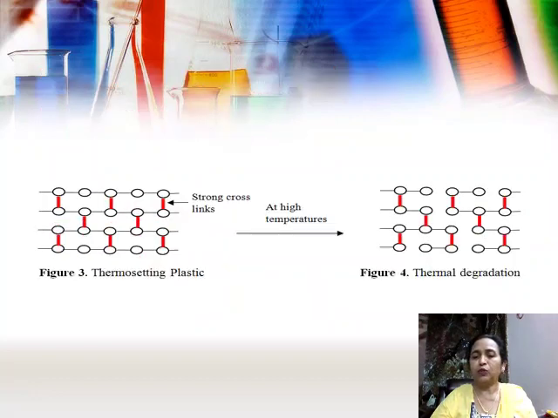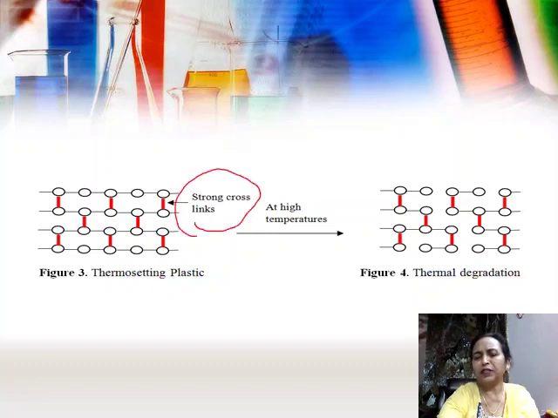But in thermosetting plastics, here you can see there are strong bonds between molecules of plastic, strong cross links between molecules. And on heating these thermoset plastics, the bonds between the molecules break. You can see here the bond is missing. Here the bond is missing.